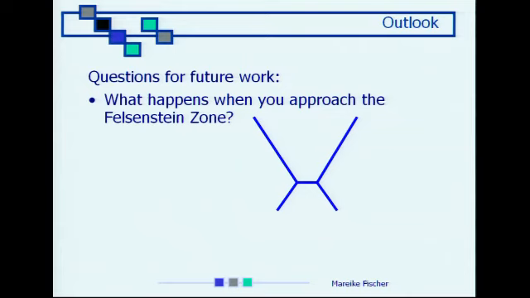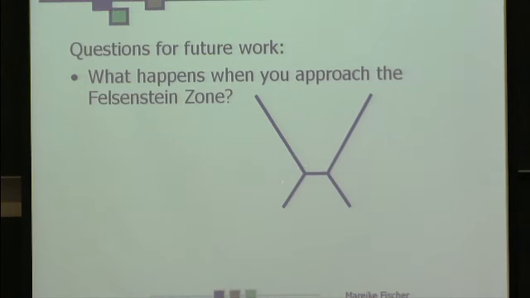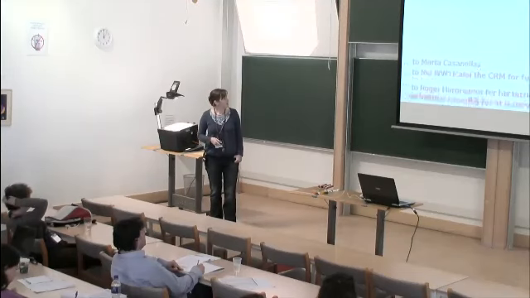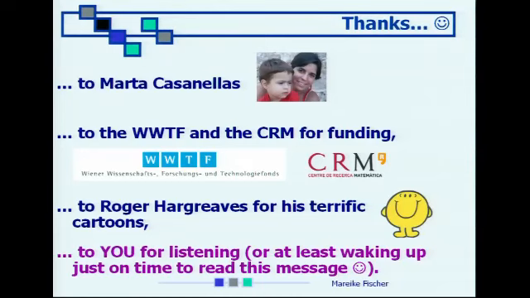So what happens if we approach the Felsenstein zone? So what happens if we let 2 of the pendant branches on each clade grow? And what happens in general with different tree shapes or more taxa? So what we are aiming at is sort of an overview as Ziheng Yang gave for his simulations. We want to give that analytically. Okay, that's it.